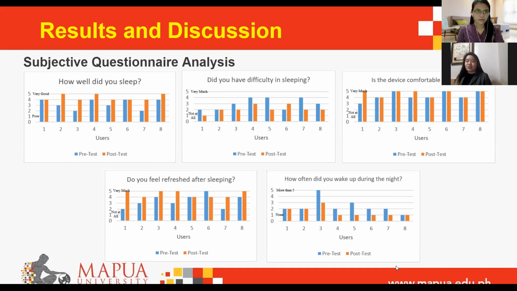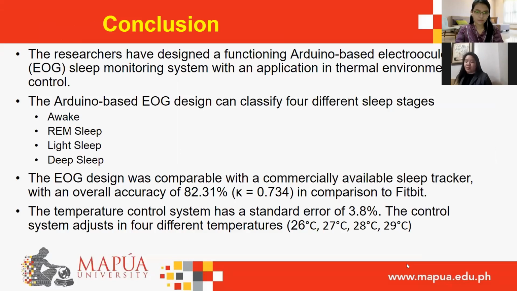So in conclusion, the researchers have designed a functioning Arduino-based electrooculogram or EOG sleep monitoring system with an application in thermal environment control. The Arduino-based EOG design can classify 4 different sleep stages, and it has an overall accuracy of 82.31%. The temperature control system has a standard error of 3.8%, and it can adjust into 4 different temperatures, 26, 27, 28, and 29 degrees Celsius.